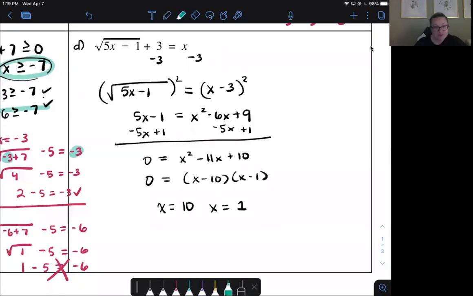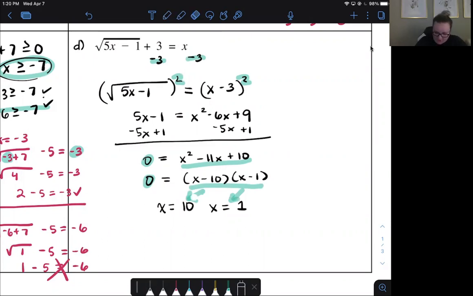All right, so hopefully our answers match up. I ended up with x equals 10 and x equals 1. As you can see, I subtracted 3 from both sides, I squared both sides, and then I made this equal to 0. I factored what I got on the right side to x minus 10 times x minus 1. Those two factors give me x equals 10 and x equals 1. So we need to check for our extraneous solution.